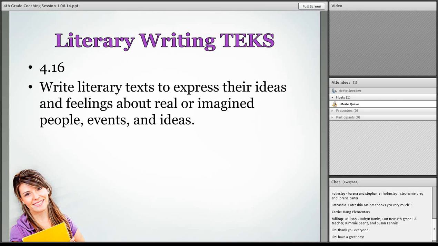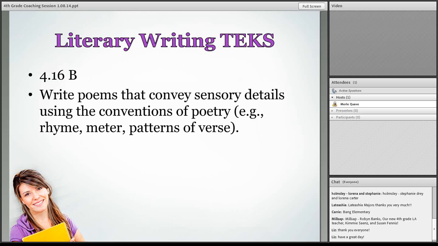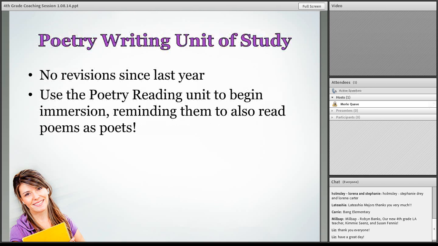Next, with the poetry writing, it's under the literary writing text, 4.16. And it's just simply writing text to express their ideas and feelings about real or imagined people, events, and ideas. The specific text under that strand that deals with poetry is 4.16b, where they will write poems that convey sensory details using the conventions of poetry. With this poetry writing, there's been no revision since last year.